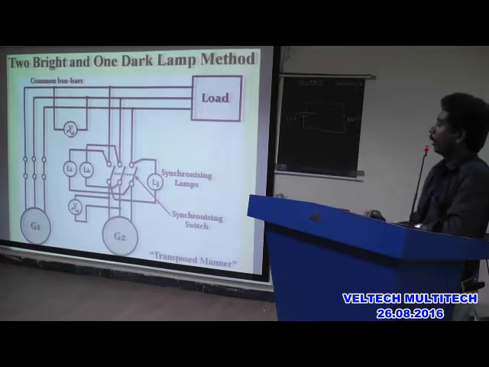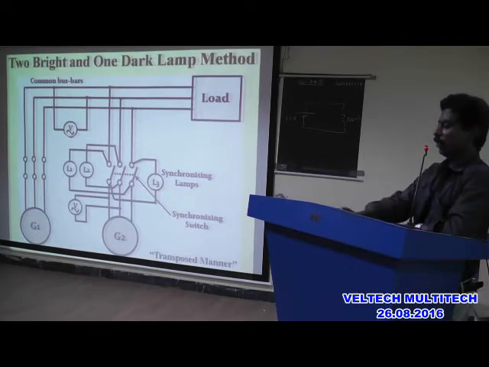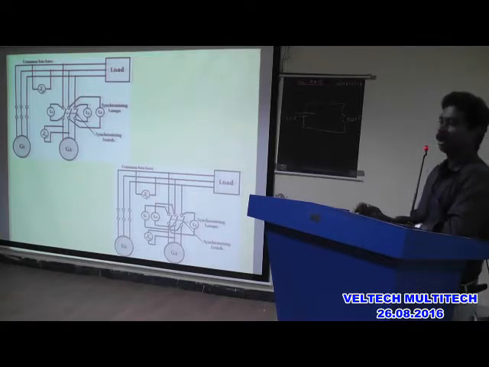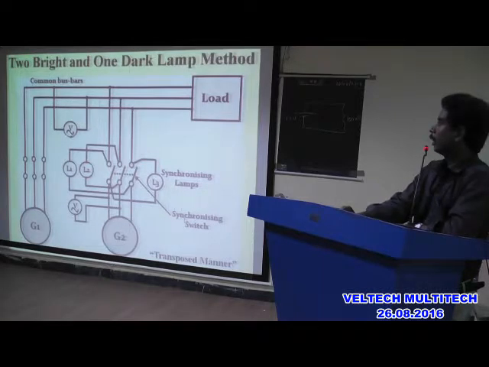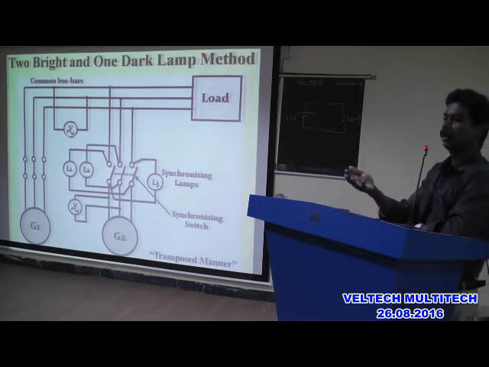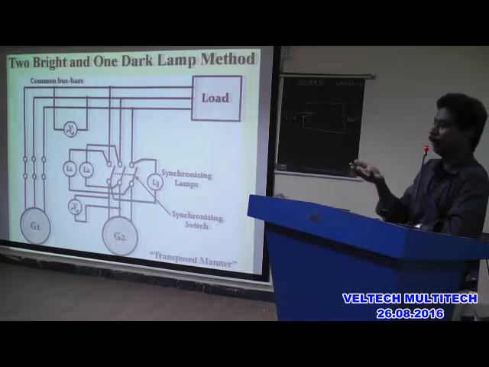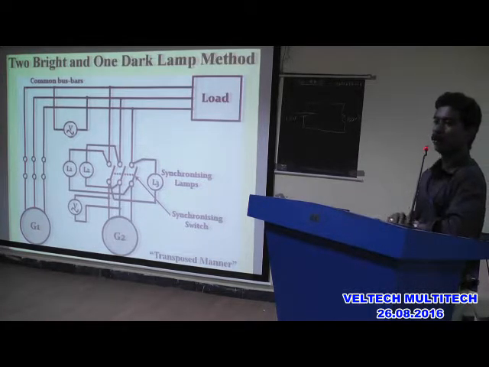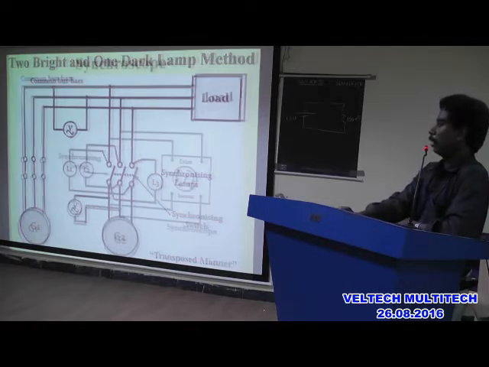So this is called the two bright and one dark lamp method. What is the difference between the two bright and one dark lamp method? Here we have one lamp in each pole. Here the lamps are not like that, they are connected in a transposed manner. This is the difference. Because of that, at a time any two lamps will be on and one lamp will be off. That is why this is called the two bright and one dark lamp arrangement.